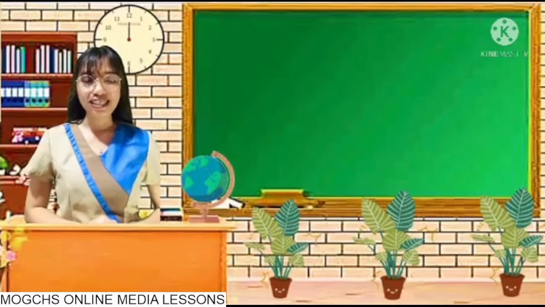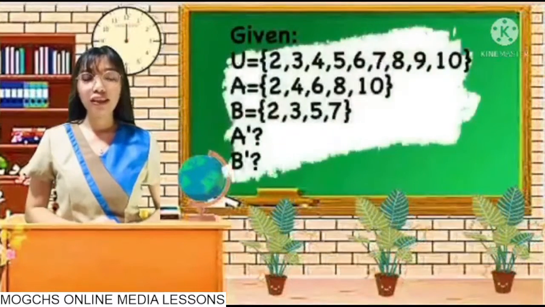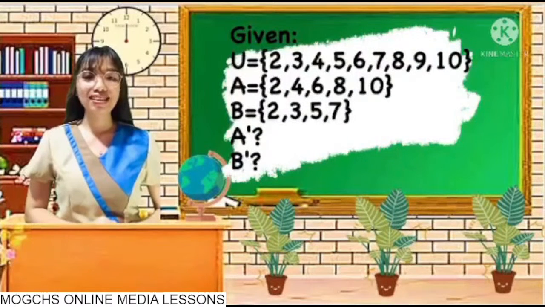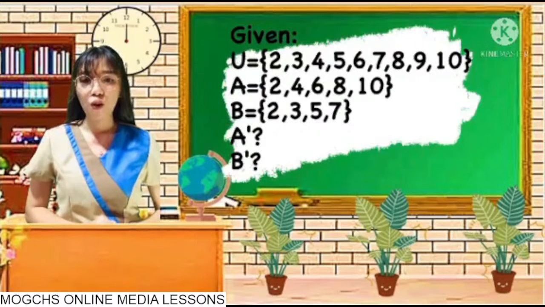Let's have another example. The given universal set U is the set of all natural numbers from 2 to 10. Set A is the set of all even numbers from 2 to 10, and set B is the set of all prime numbers from 2 to 10. Now, what are the elements of A prime?